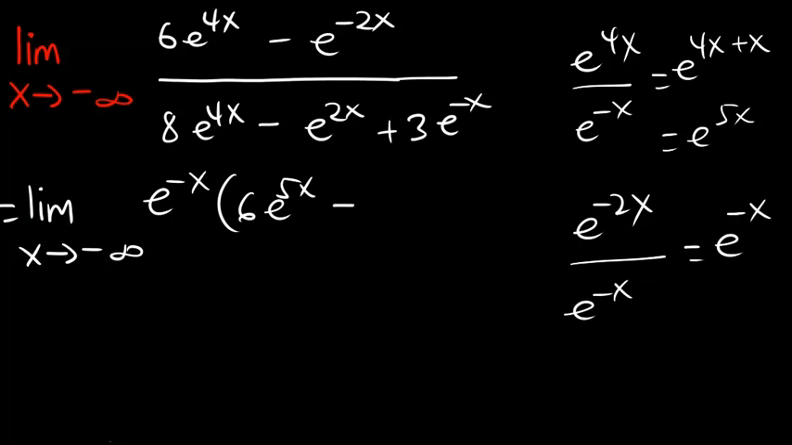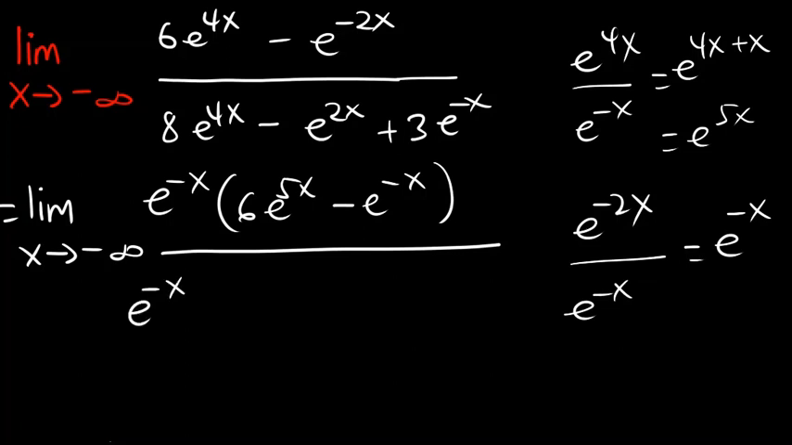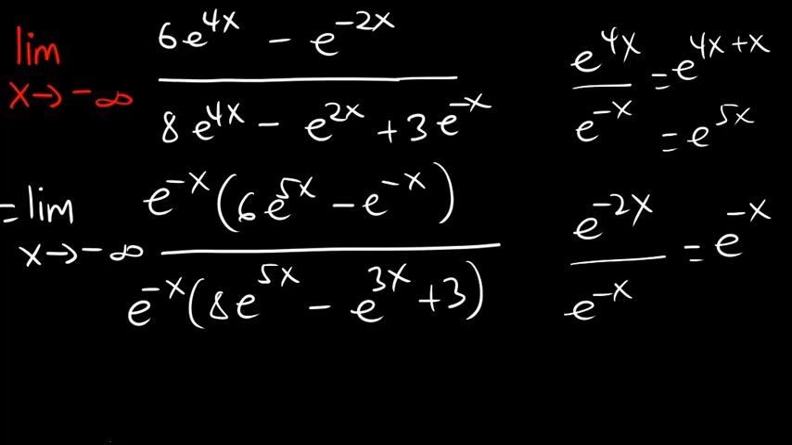Okay, so minus e to the power minus x. This is what you are going to have. So now divided by, let's factor out e to the power minus x again. So I'm going to have e to the power minus x out, bracket open, 8 times e to the power 5x again, minus e to the power 3x plus 3. I did it the same way as I did for the numerator also. So from here we can do the cancellation and then try the direct substitution again.